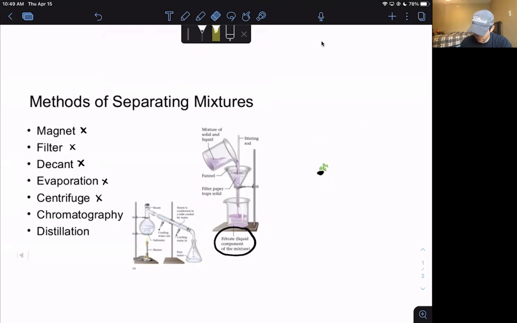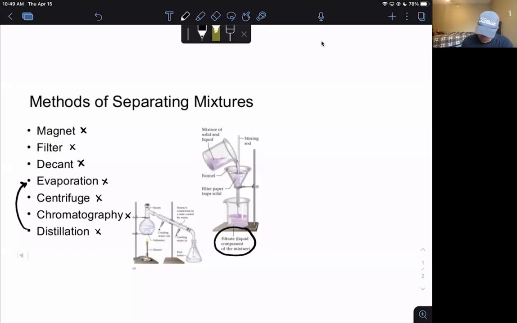And finally, for the last couple, these are ones you'll talk about more in organic chemistry. Chromatography is what you need to know for now, separation based on polarity, so based on what the molecule likes to stick to. And distillation is similar to evaporation, and it's separation based on boiling point.